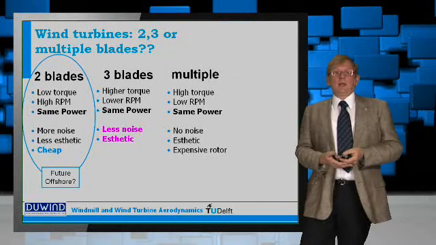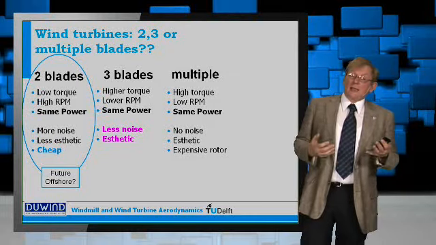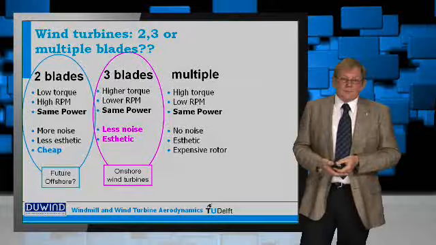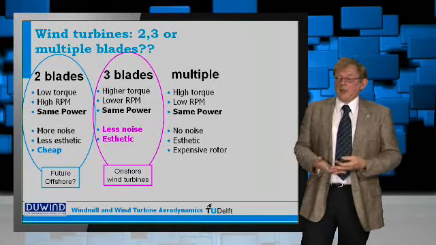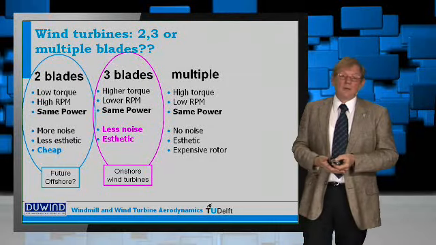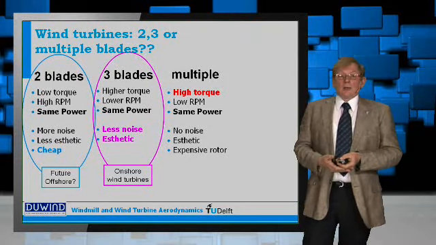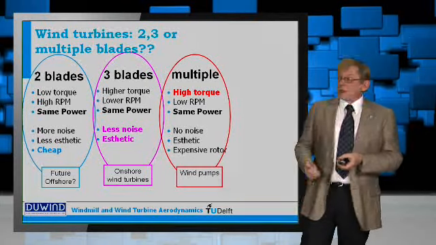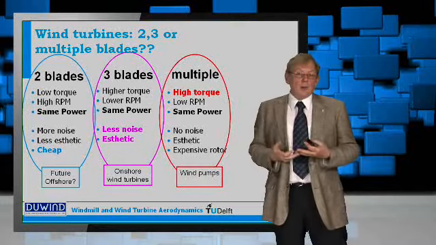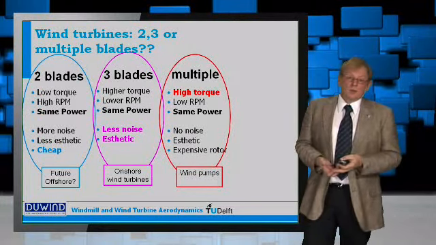Why? Well, because 3-bladed wind turbines rotate slower, so they make less noise than a 2-bladed machine, and they look better, they look nicer. Those are the 2 main reasons why onshore we see only 3-bladed wind turbines nowadays. Well, why then multiple-bladed wind turbines? Well, because sometimes you need high torque, for example, for pumping. And therefore, if you want to use wind energy for pumping, you have high torques, a large number of blades, and a low rotational speed.